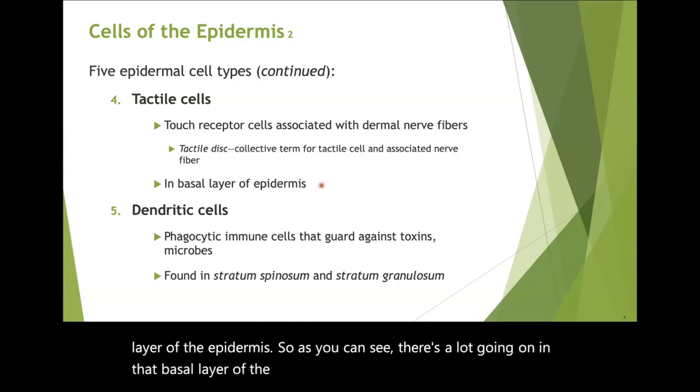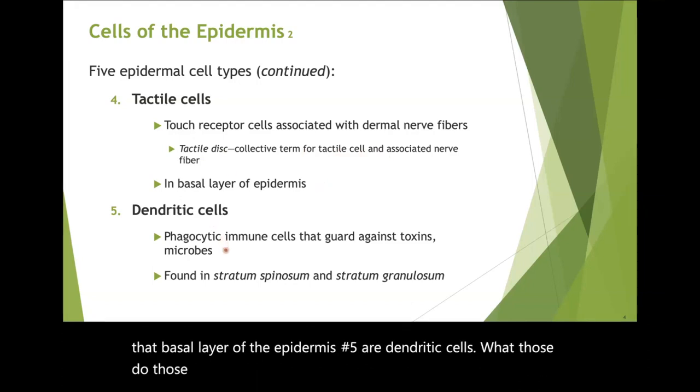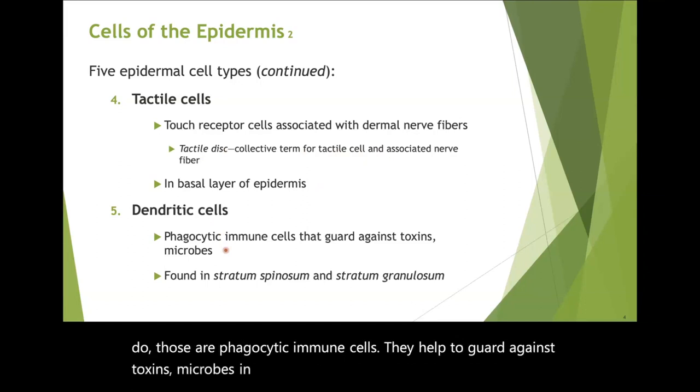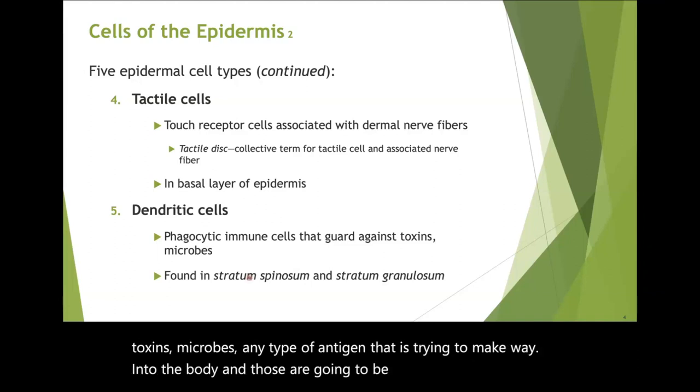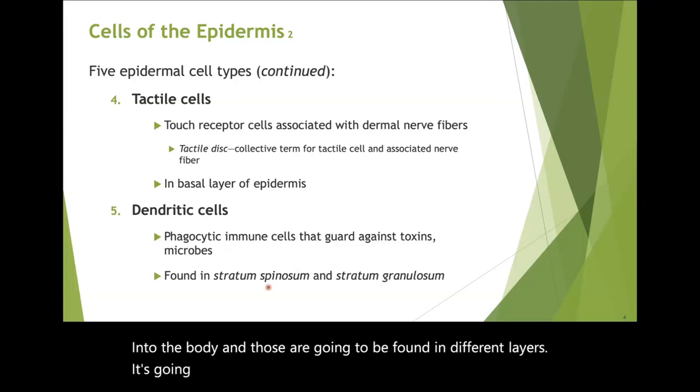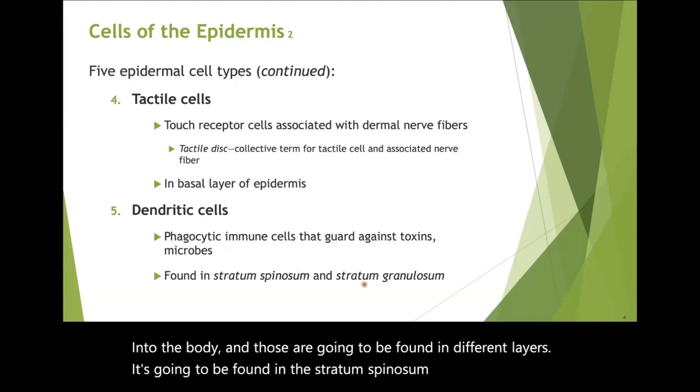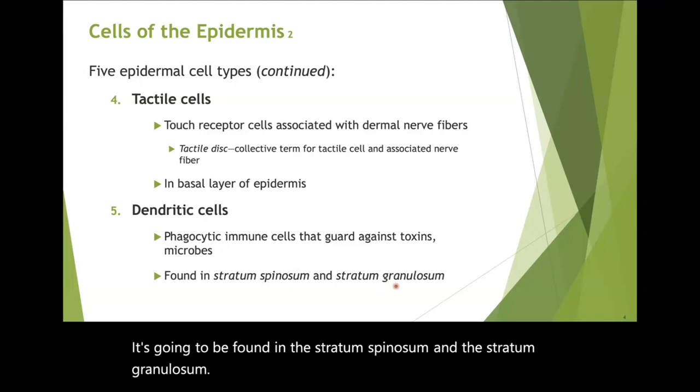Number 5 are dendritic cells. Those are phagocytic immune cells. They help to guard against toxins, microbes, and any type of antigen that is trying to make its way into the body. They are found in different layers, the stratum spinosum and the stratum granulosum. So let's learn about these layers.